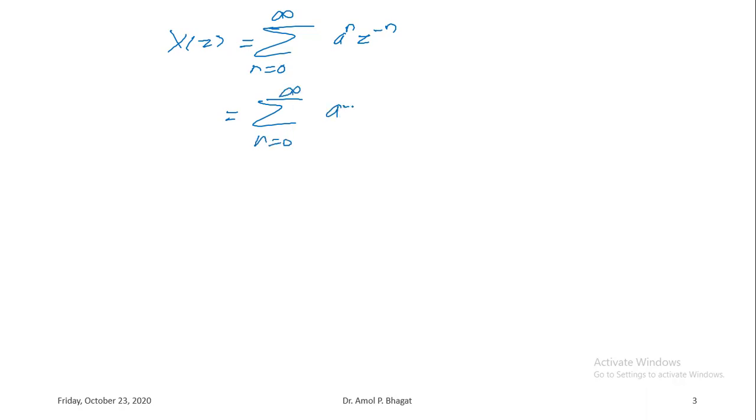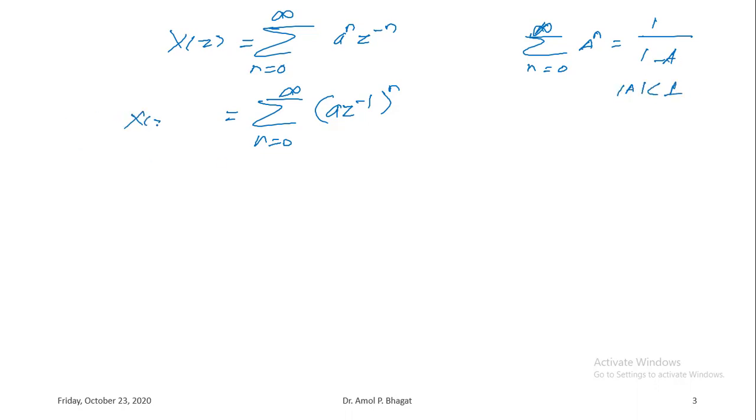Okay, so again I will rewrite this one here. So x of z is equal to summation n is equal to 0 to infinity a to the power n z to the power minus n, right? I can take this n common, so here it will be summation n is equal to 0 to infinity, a z inverse raised to the power n, and as per this infinite geometric series, summation n is equal to 0 to infinity a to the power n is equal to 1 upon 1 minus a, provided that mod a should be less than 1.